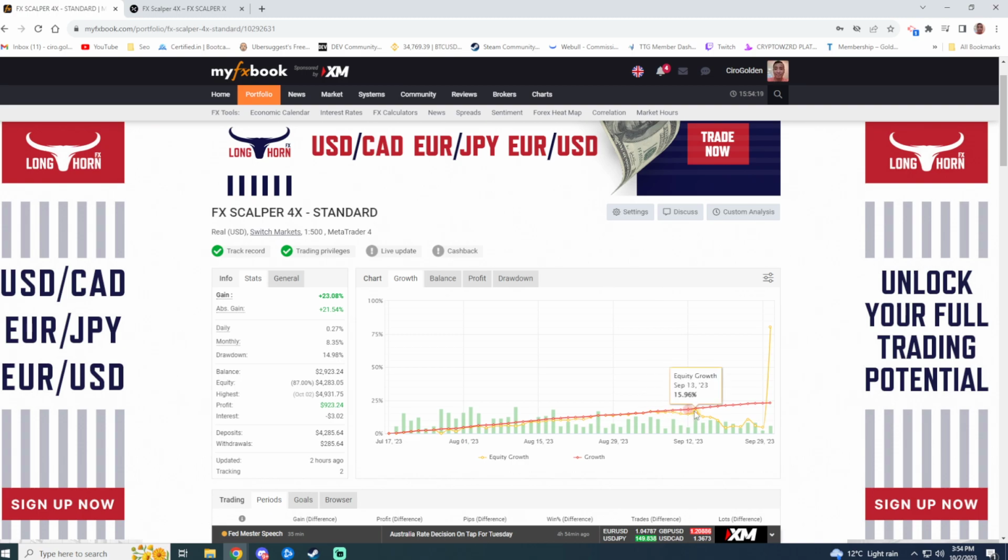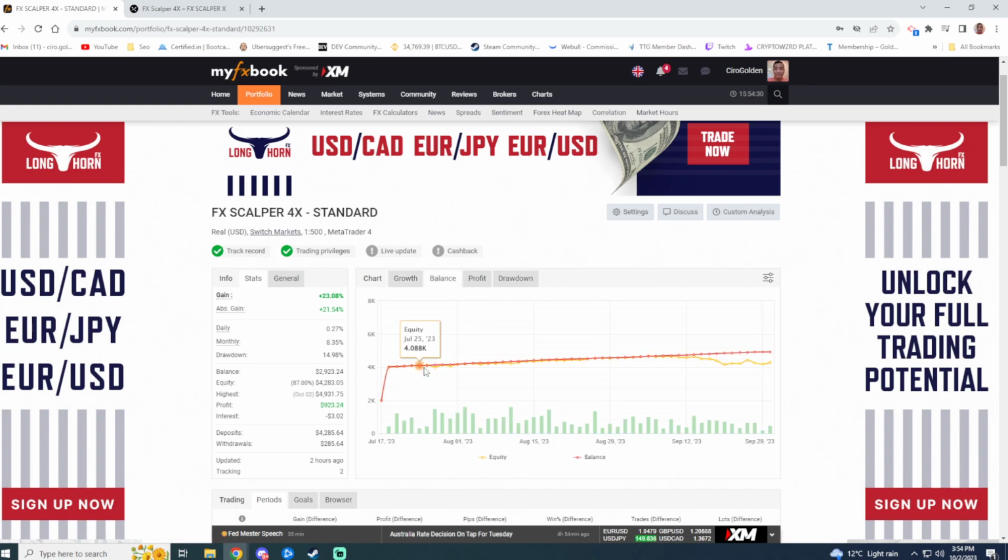I like to see this, the growth that we've had and the equity as well. It's nice to see that we have a nice growing line here. You can see as well the balance. In comparison to the hare and the turtle, we are the turtle right now. We are slowly slugging along, slowly increasing the account. And in my opinion, it's always better to go slower than to be trying to make so much money in a shorter amount of time.